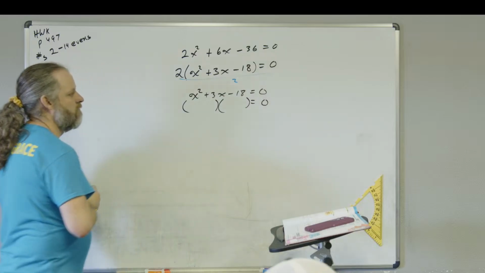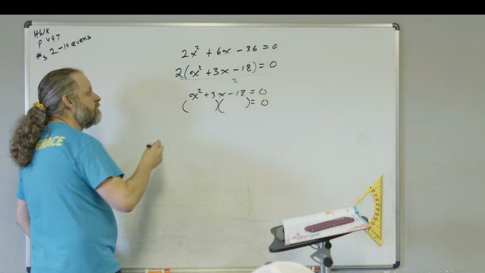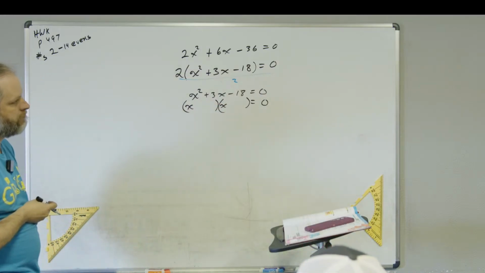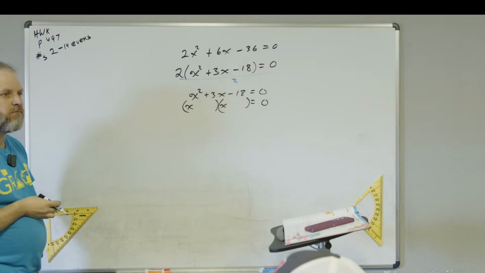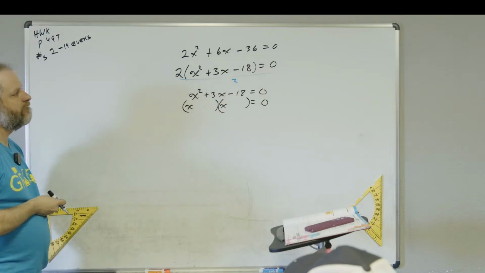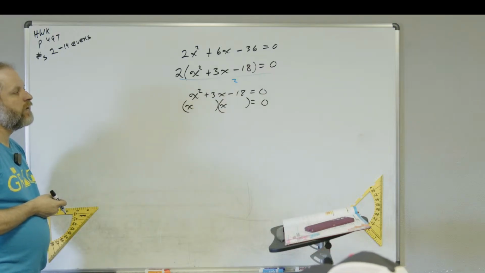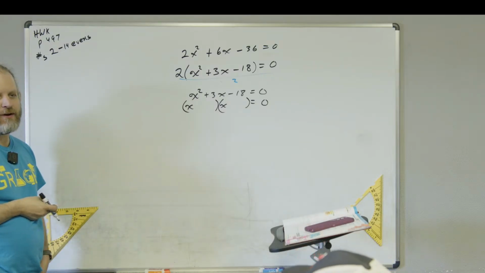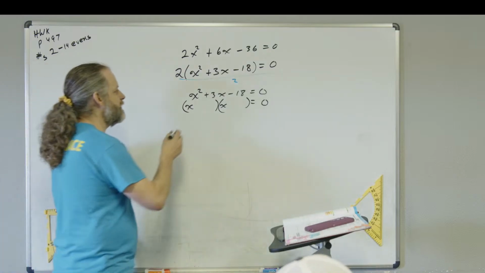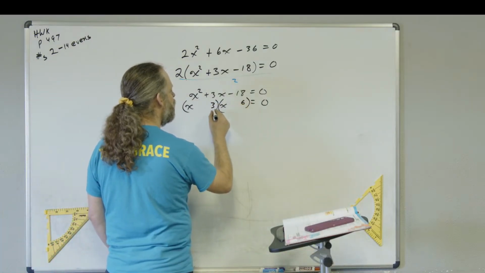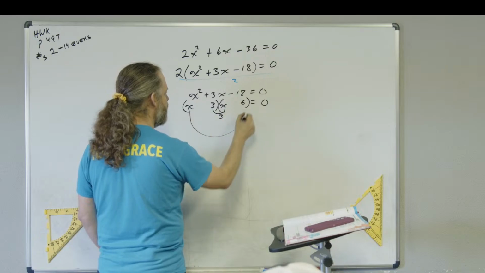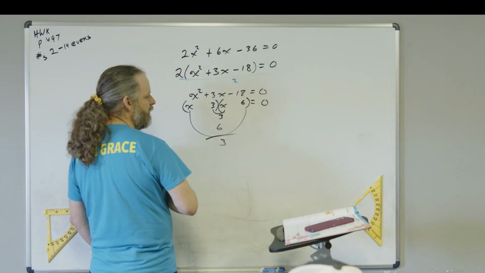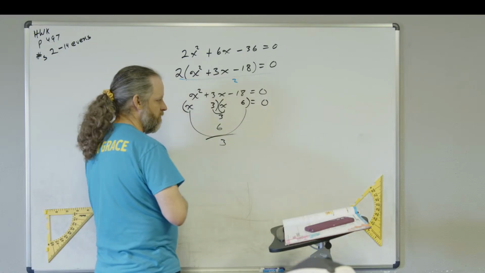Now what? X times x is x squared. Now what? 9 and 2, and what else? 1 and 18, and 3 and 6. What do we want to try? 3 and 6. 3 times 1 is 3. 1 times 6 is 6. Can we add or subtract those to get 3? Yes. What do the signs need to be?